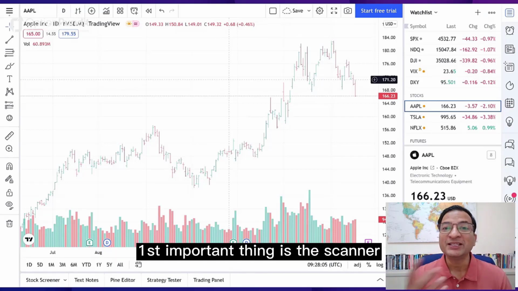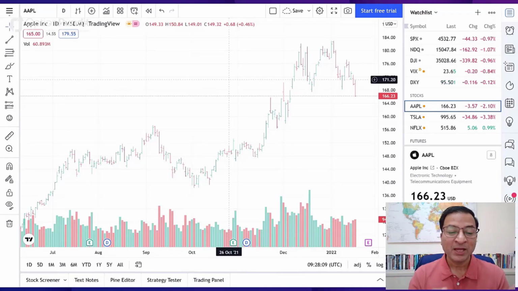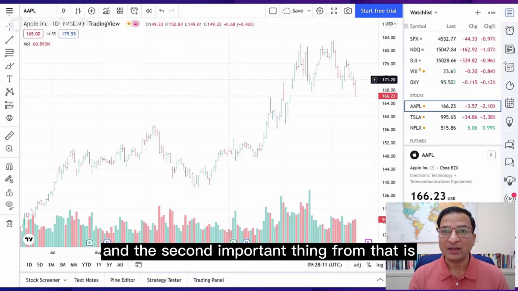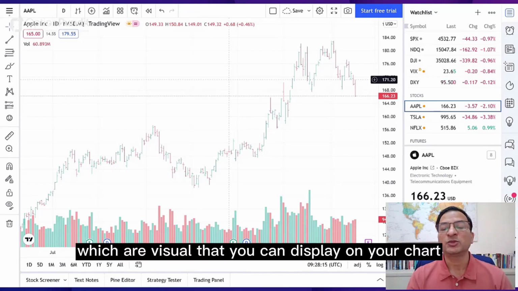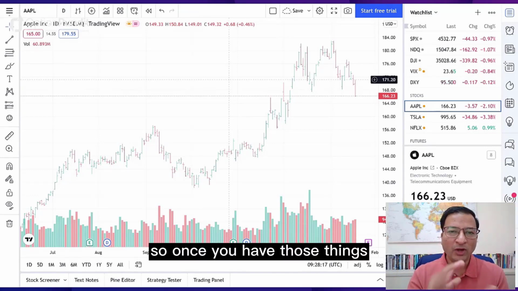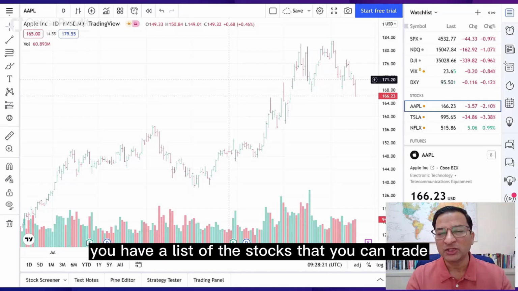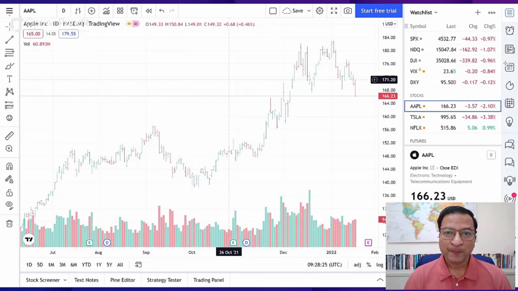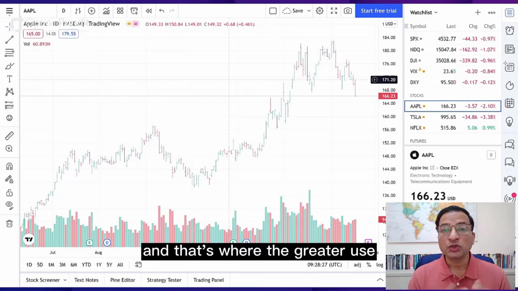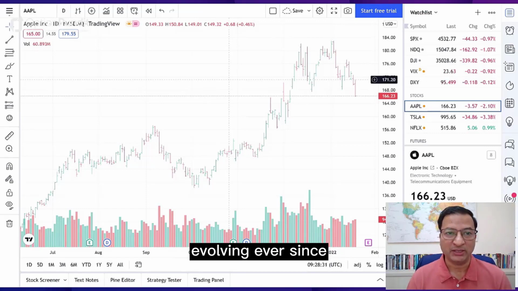The first important thing is the scanner. The scanner produces the results which meet certain criteria. And the second important thing is the indicators, which are visual and that you can display on your chart. So once you have those things identified and displayed on your chart, you have a list of the stocks that you can trade. The trading or investing becomes easier. And that's where the greater use of technical analysis is, and it's been evolving ever since.